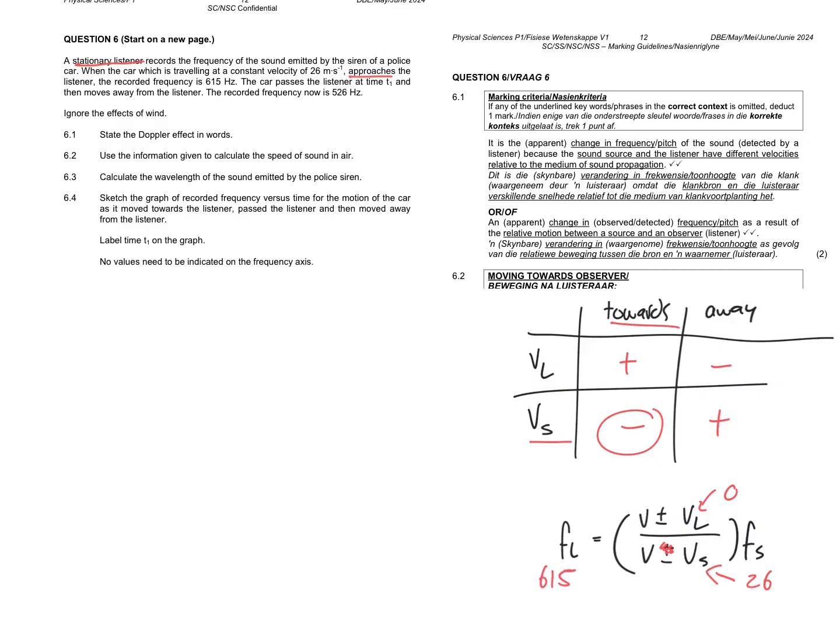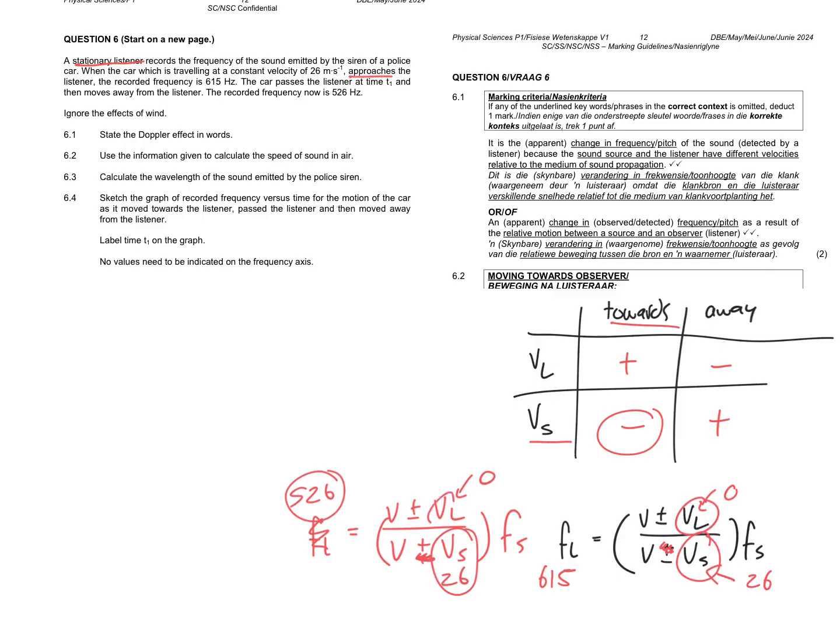When the car passes the listener and moves away, you have another set of things. FL is equal to (V plus or minus VL) over (V plus or minus VS) times FS. VL is still 0 because it went past the listener, and the recorded frequency is now 526 hertz, and you would now need to have a plus sign at the bottom with the 26. So you have this number, this number, this number. We need to solve for the speed of sound, which is a bit weird.